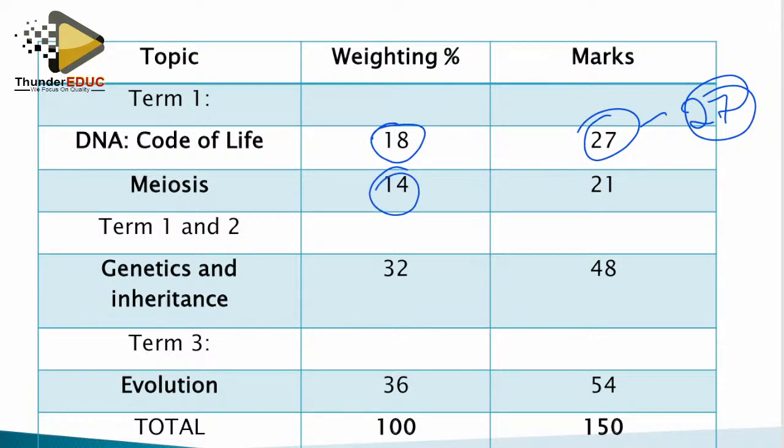Meiosis, there are some people who call it a devil, but it's not a devil if you really attend our classes. So it is 21 marks. Having these two topics is enough for you to skip out of the low mark, which you call the 30%.